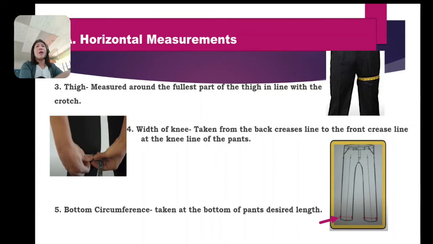And number 5, bottom circumference. It is taken at the bottom of the pants from the desired length. So it is shown on the picture on how you're going to measure bottom circumference.